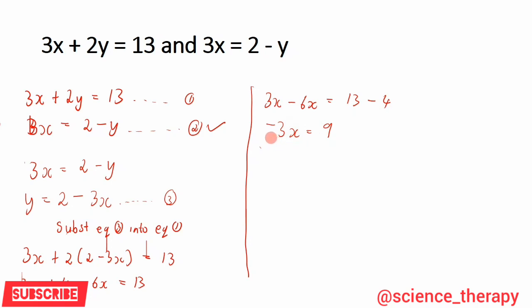So what are we supposed to do now? Divide both sides by negative 3. Now we have x is equals to negative 3, right? Now at this point, remember we have used equation number 3 to solve for that one variable, right?